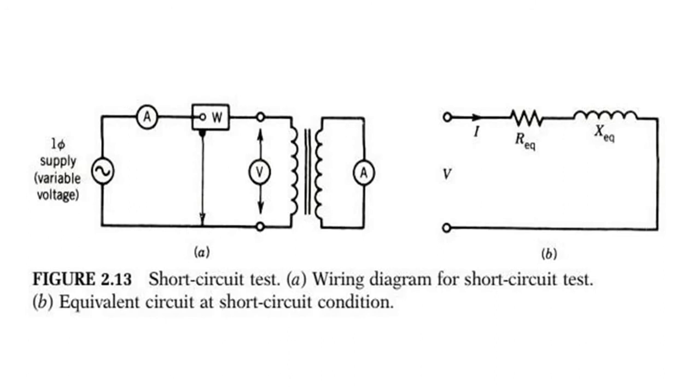The diagram of the short circuit test: single phase supply, ammeter, wattmeter, the input side high voltage winding, then the output side lower voltage winding. The next is the equivalent circuit, input side voltage and current, R equivalent and X equivalent. Short circuit test wiring diagram, and another one is the equivalent circuit at short circuit conditions.